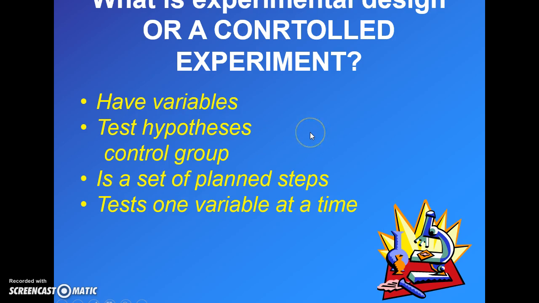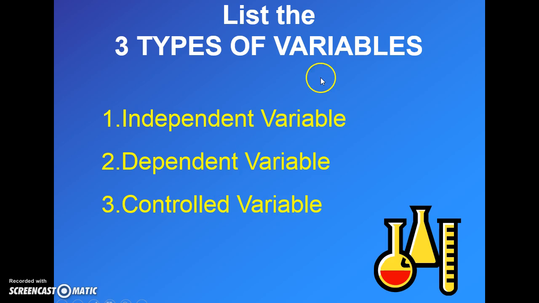So what is this experimental design or this controlled experiment? We have variables. We test the hypothesis. We use control groups. We have a set of planned steps, and we test one variable at a time. So let's talk about the three types of variables: independent, dependent, and controlled.